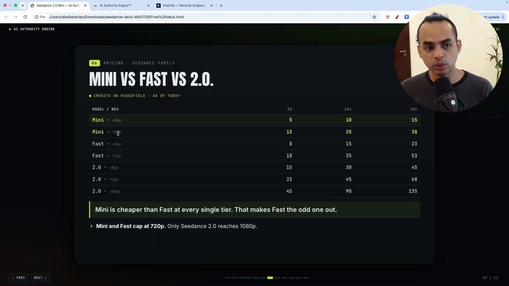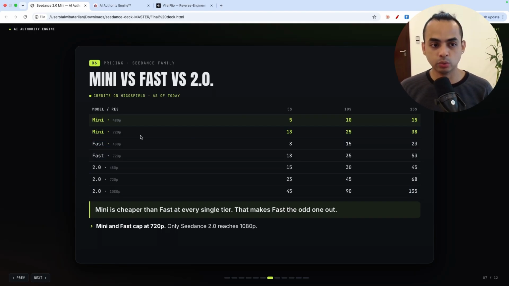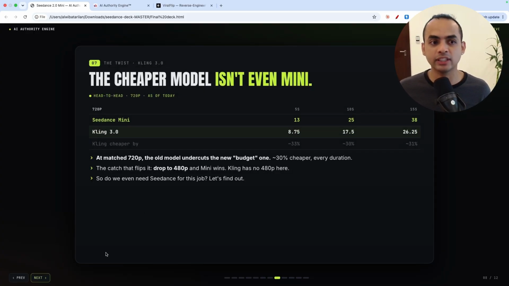And if we look at 720p, for example, let's just look at 15 seconds, 720p for Mini, it's 38. And on 2.0, it's 68, guys, almost 30 credits more. So actually, Seedance 2.0 Mini is really very much cheaper than the rest, okay? We don't even have to compare Fast because it's too close to one another already, okay? So from a cost effectiveness standpoint, Seedance 2.0 Mini is definitely cheap, okay?